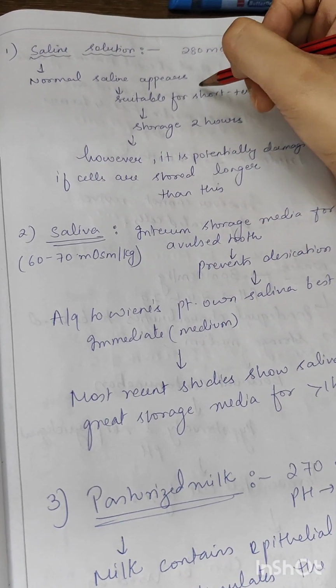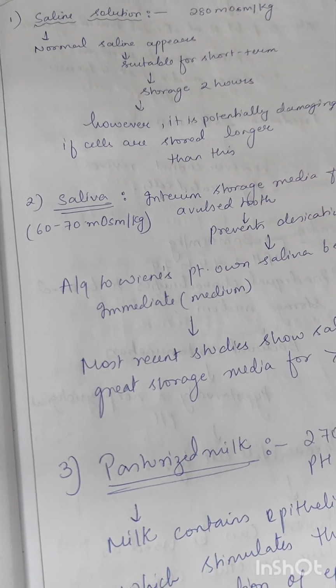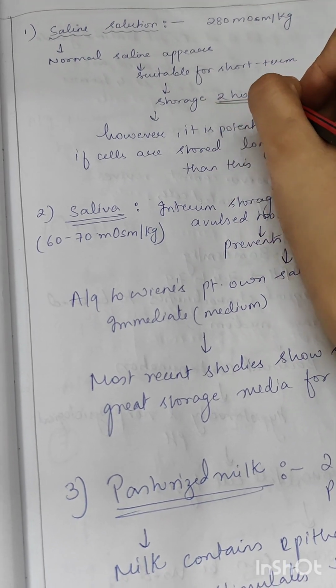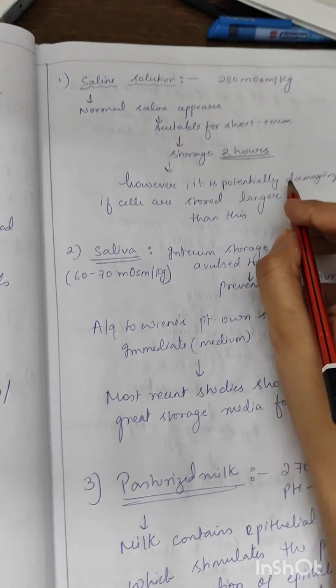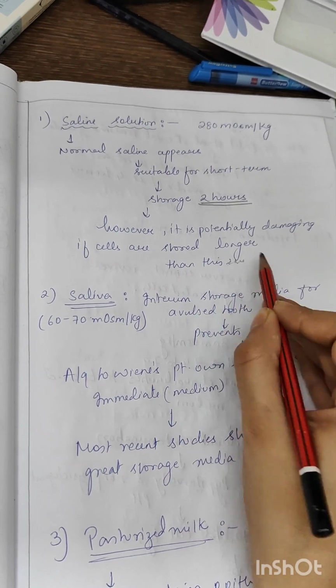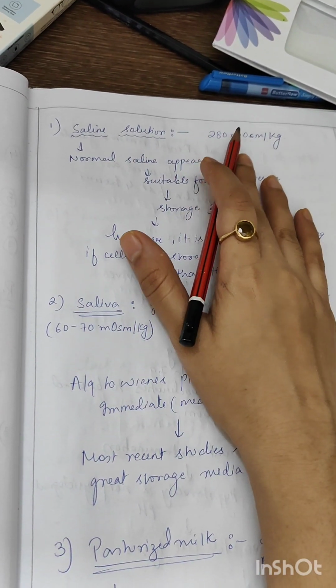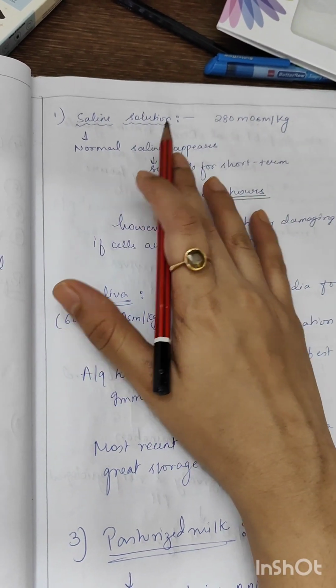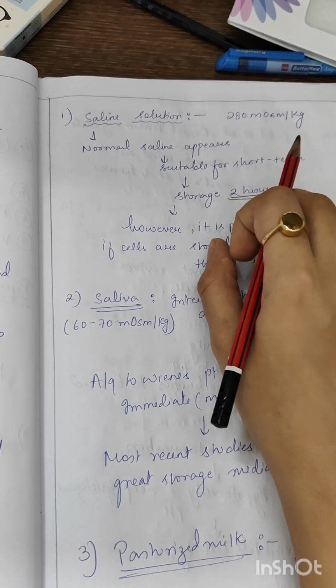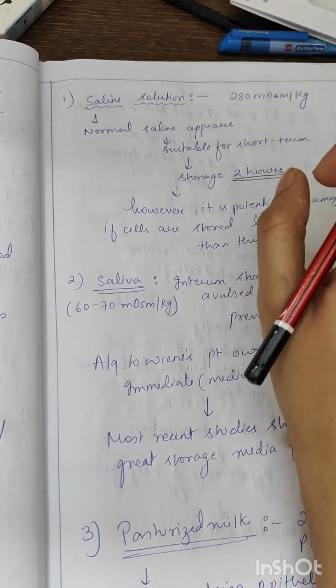Normal saline appears suitable for short term duration. Okay, it can only store the avulsed tooth for 2 hours. However, it is potentially damaging if cells are stored longer than 2 hours. Once again, saline solution 280 milliosm per kg, normal saline appears suitable for 2 hours. If you keep it more than 2 hours, it might not be suitable as the storage media of the avulsed tooth.